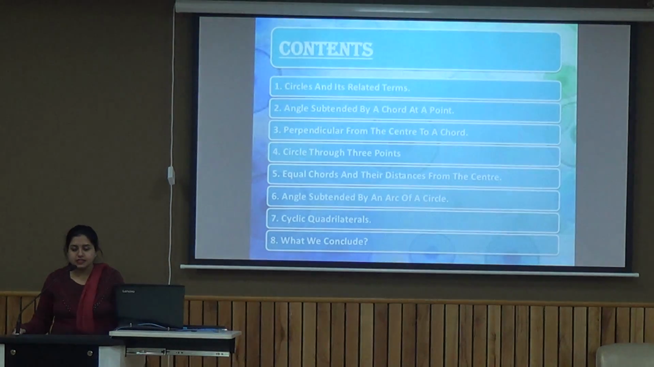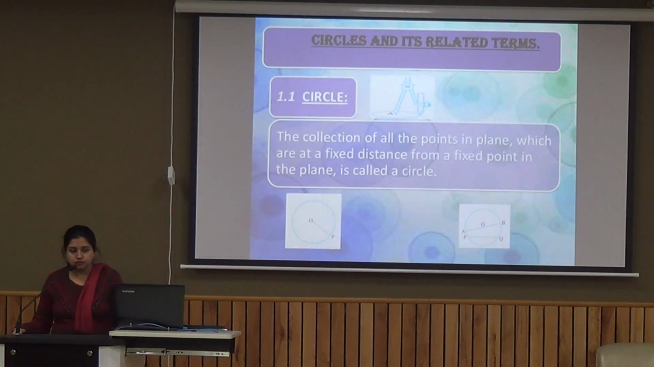These are the contents that we would be doing in this chapter: circles and their related terms, angles subtended by a chord at a point, perpendicular from the center to a chord, circle through three given points, equal chords and their distances from the center, angles subtended by an arc of a circle, cyclic quadrilaterals, and then our conclusions.